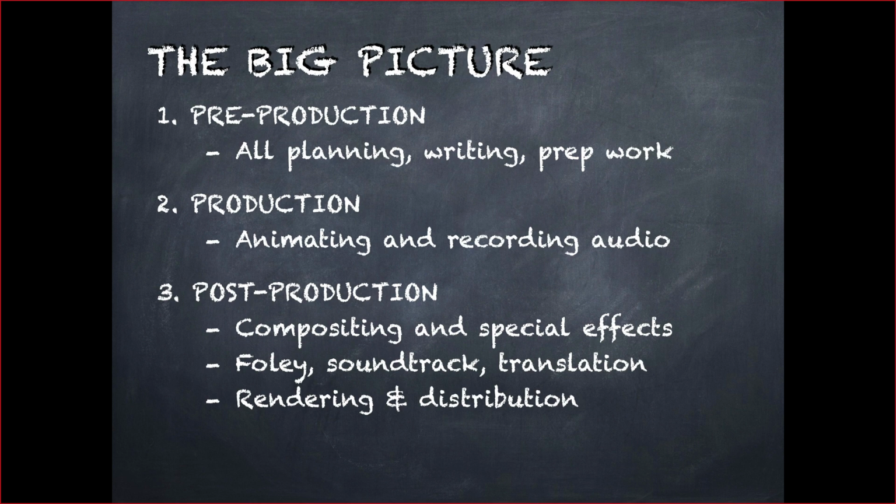So typically with production for film, all the pre-production is first, all the planning, the writing, the prep work. The production in this case would be animating and then recording the audio needed. And then once all those assets are created, you'd be compositing them, adding your special effects, all of your Foley, the soundtrack, which is big in the storytelling, any kind of translation or captions, and then the rendering and distribution of it.